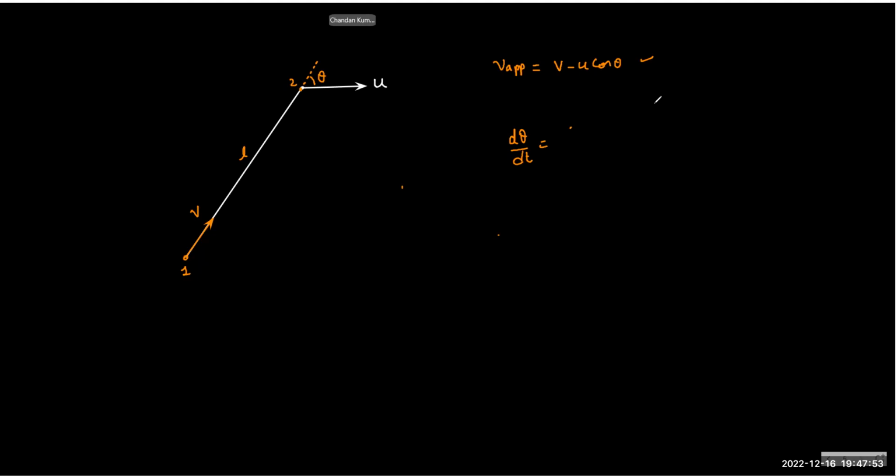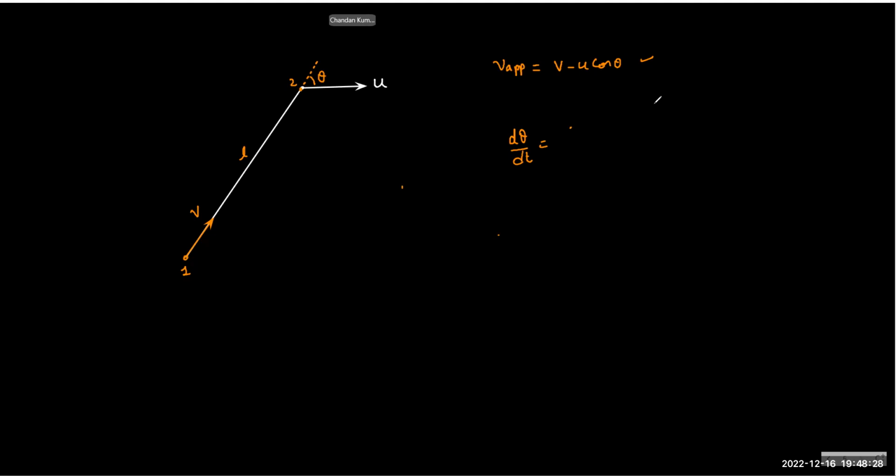See, rule number 1. To solve a question of approach or separation or rotation, you first need to resolve velocity along the line and perpendicular to the line. Have you resolved the velocities along the line joining the particles and normal to it? And if you have done that, can you see at what rate they are coming closer? So V is trying to approach, but 2 is trying to go away. So what is the net approach? V minus U cos theta.